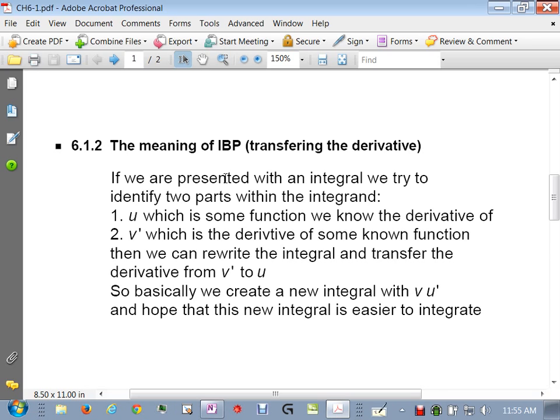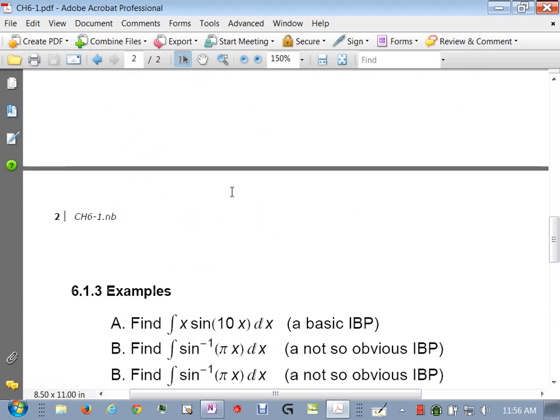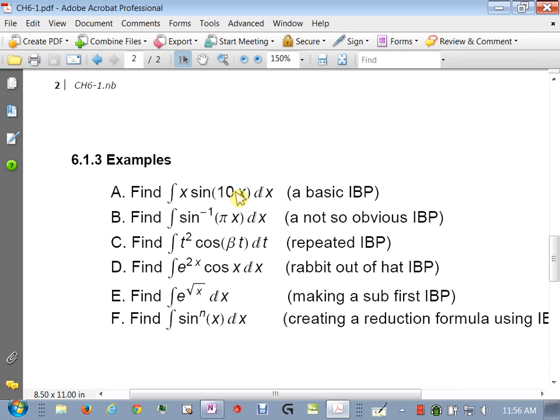X squared. Once you identify those two pieces, then we rewrite the integral using the integration by parts formula, and we transfer the derivative. And things should work out, hopefully, better for us. All right? These are all the steps. It's example time, and each one of these examples I will illustrate what's happening. Every one of these examples has been chosen specifically to show you some different characteristics of integration by parts.